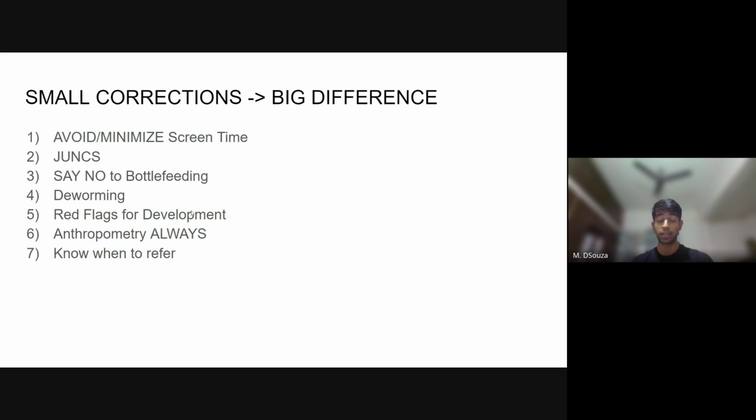And of course, number seven, I hope through the course of this presentation, you'll have some idea as to when to refer children. Knowing when to refer is often a lot better than trying in vain to treat the child over there, despite our noble thought processes.